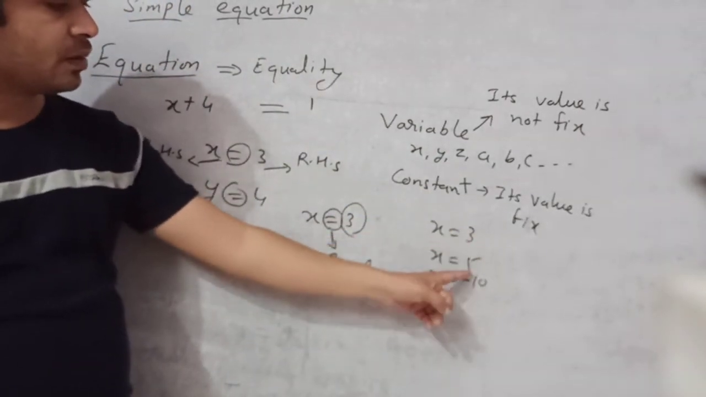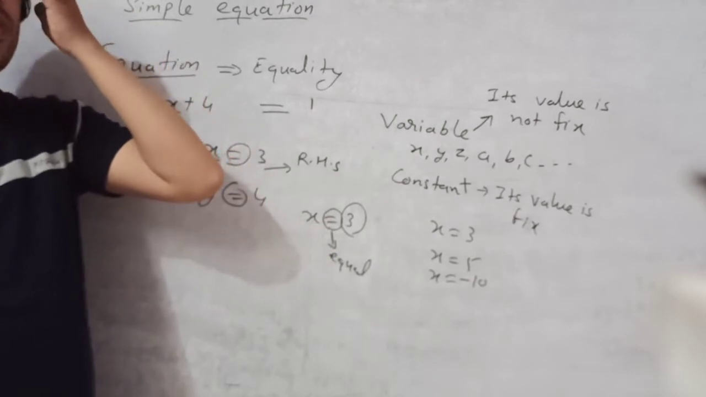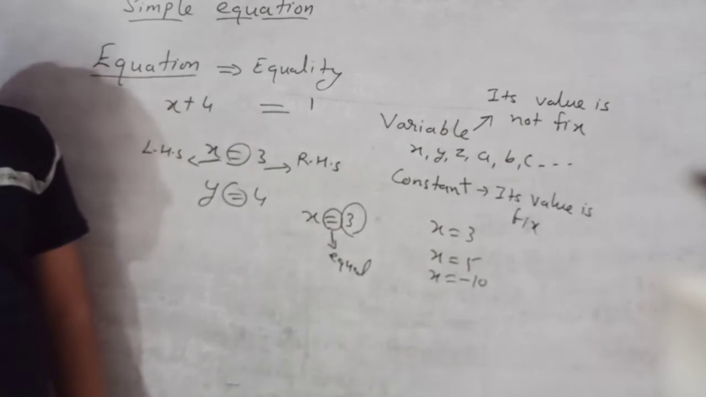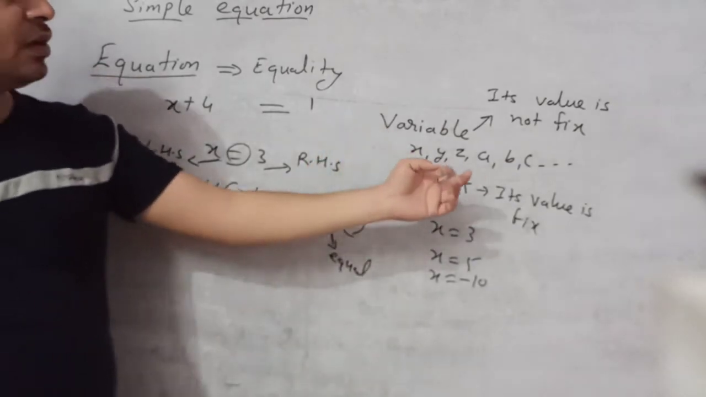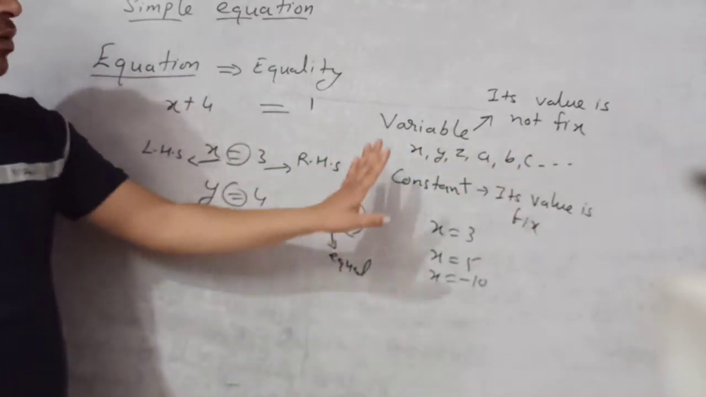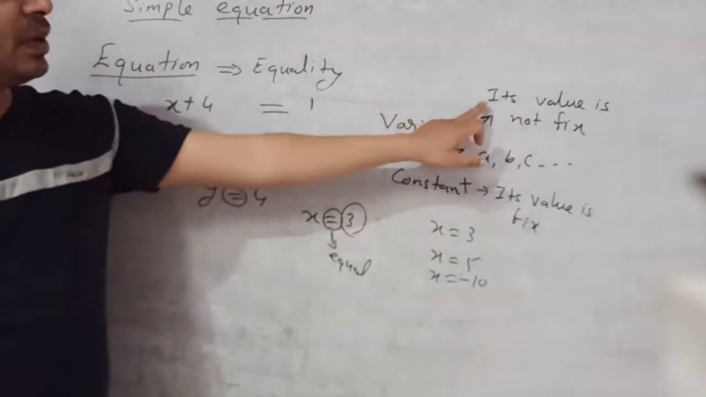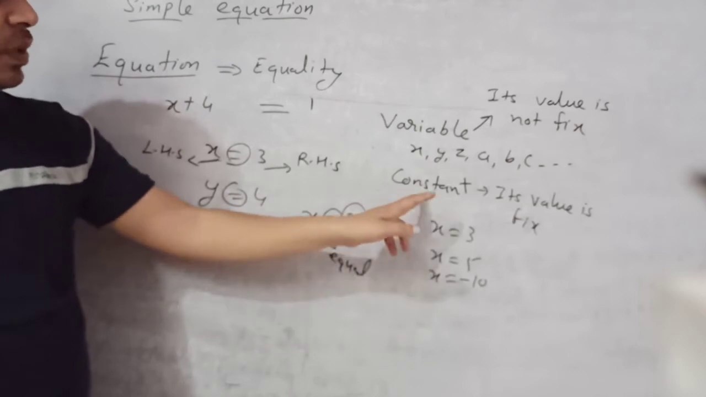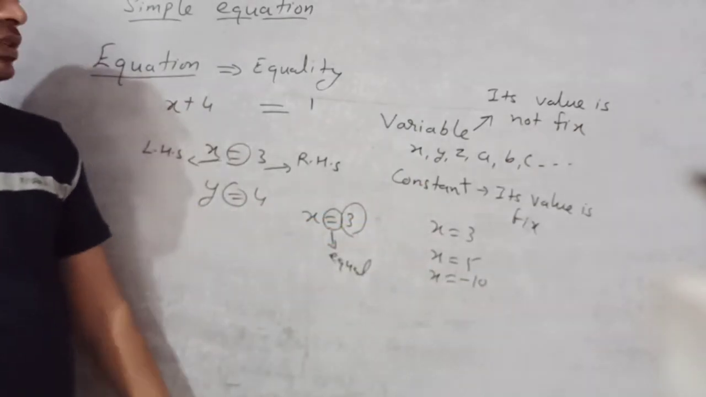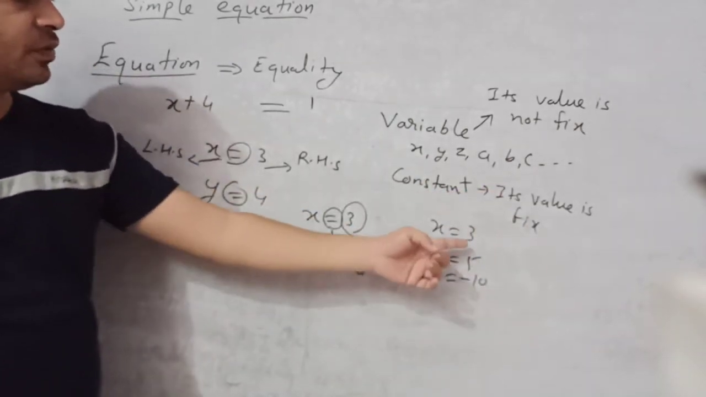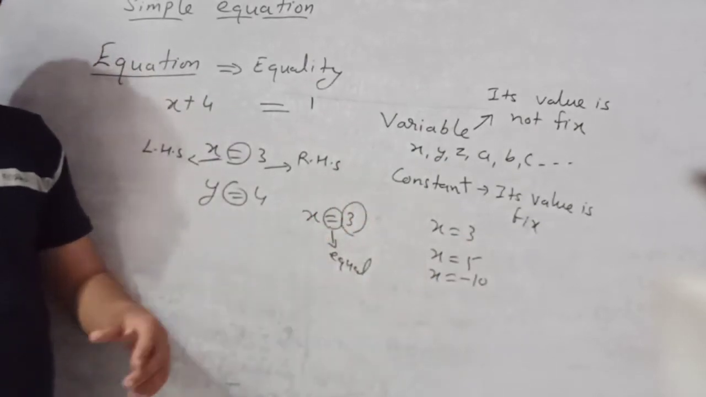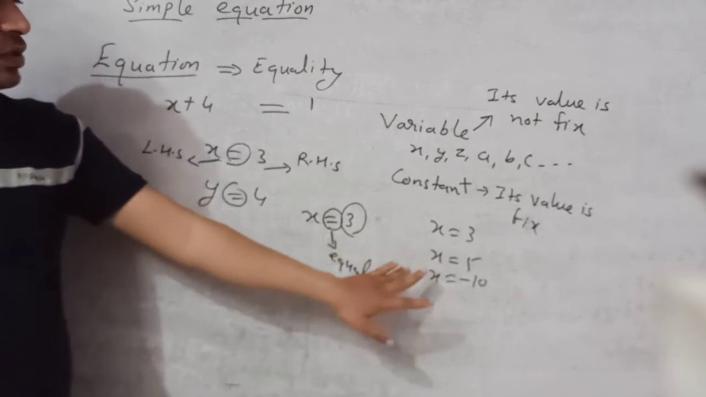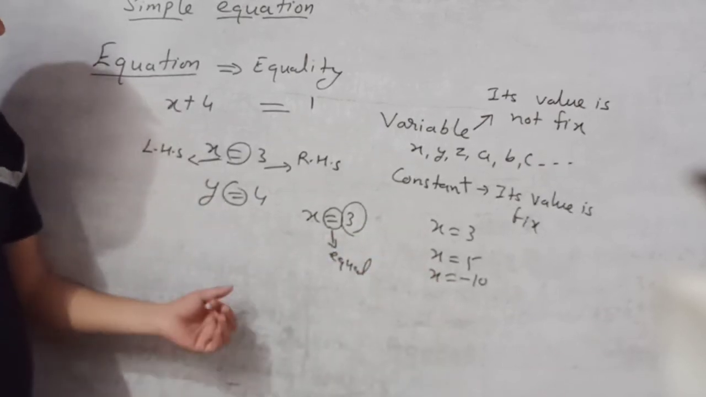The number which is written, whether negative, positive, or decimal, any number is known as a constant. And what is the variable? The alphabets which are written are known as variables. The value of the variable is not fixed, it is changing. But the constant value never changes. It is a fixed value. If 3 is there, we cannot say that 3 equals 2, because we know 3 cannot equal 2. So the value of a constant can never change.